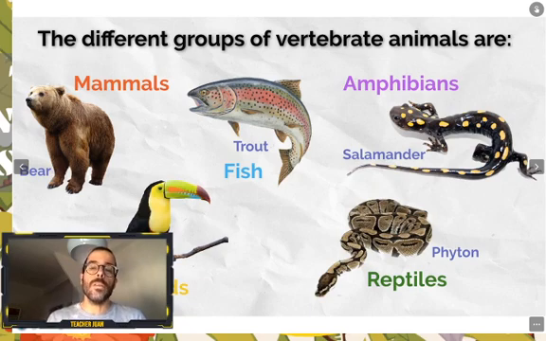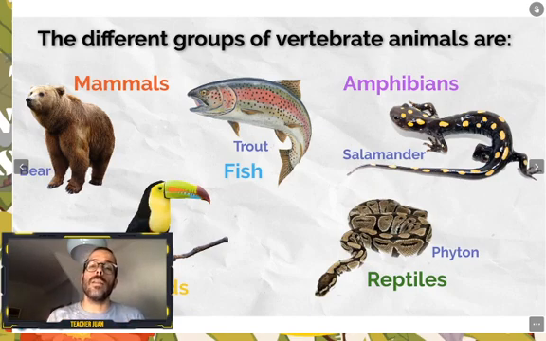Amphibians, this is an example, the salamander, are animals that can live both in water and on land, okay? That's why they call them amphibians, okay? And reptiles, you know, as this python, okay? Como esta pitón. And these are the different groups of vertebrate animals.